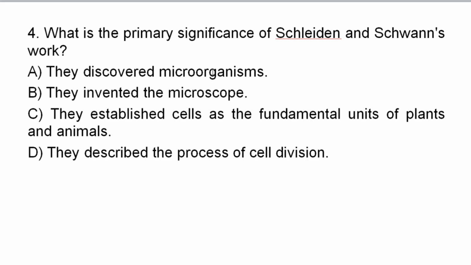They discovered microorganisms. Who discovered microorganisms? Anton van Leeuwenhoek. Hooke and Anton van Leeuwenhoek discovered their own microscopes. They described the process of cell division. The process of cell division is described by Virchow. The correct answer for question number 4 is C. Good. Sheldon and Schwann established cells as the fundamental units of plants and animals.